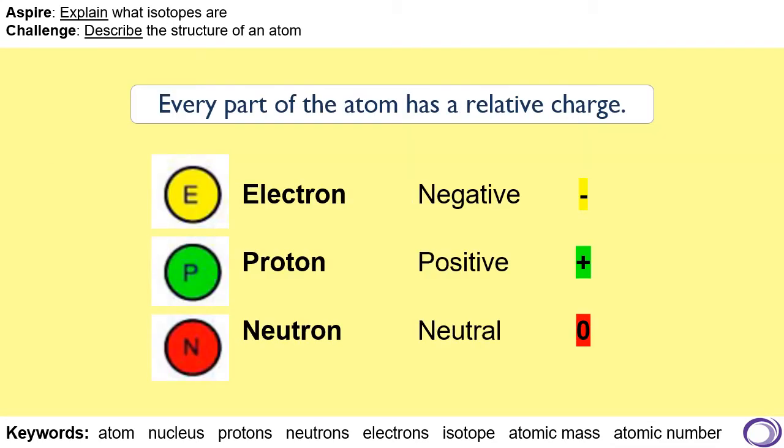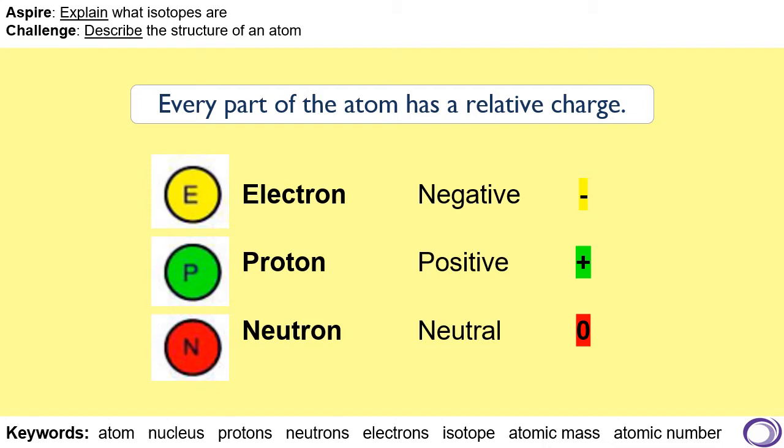Again, this is a recap from things that we've done before in chemistry. Every part of the atom has its own relative charge. And you will hopefully remember that electrons have a negative charge, protons have a positive charge, whereas neutrons have no charge at all. They are neutral.